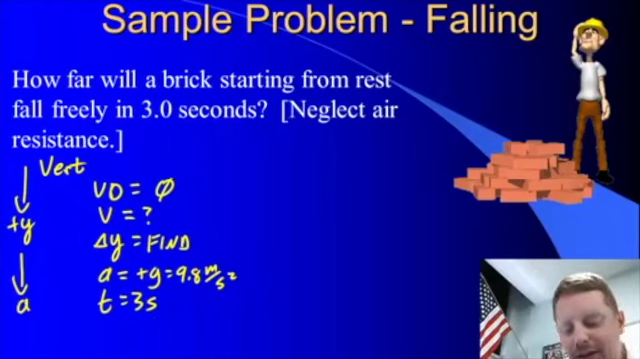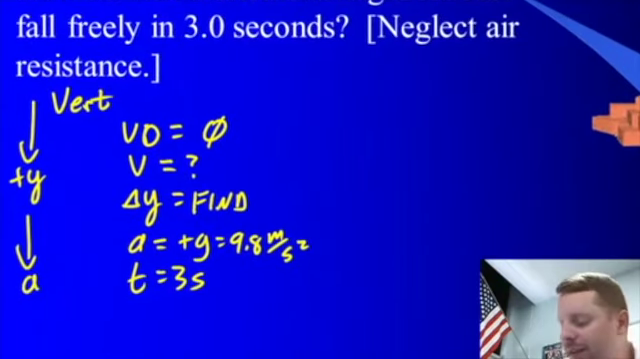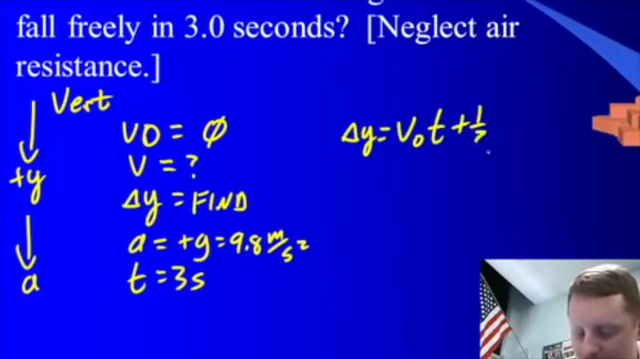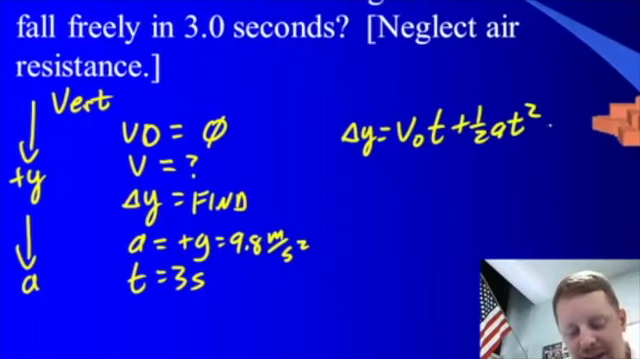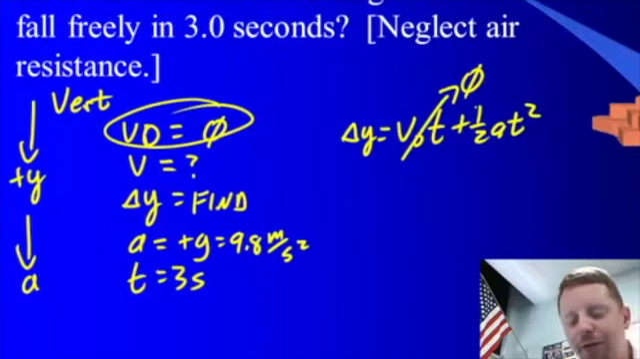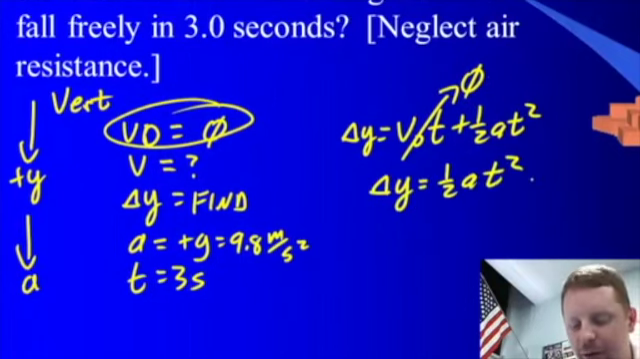So, trying to find how far it falls, that's delta y, we need to pick a kinematic equation that has most or all of our variables in it. Well, the one that comes to mind very easily is delta y equals v0 t plus 1/2 at squared. And a nice trick for simplification, if you notice that v naught is 0, 0 times anything is 0, so that whole term becomes 0. This simplifies to delta y equals 1/2 at squared.